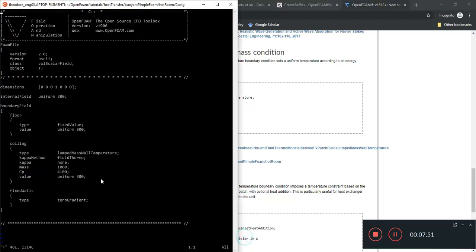So it starts at 300 and then it goes depending on the heat capacity. So this is one interesting boundary condition that we can talk about. And the mass that is set is 1000, that's why. The whole mass, the lumped mass.